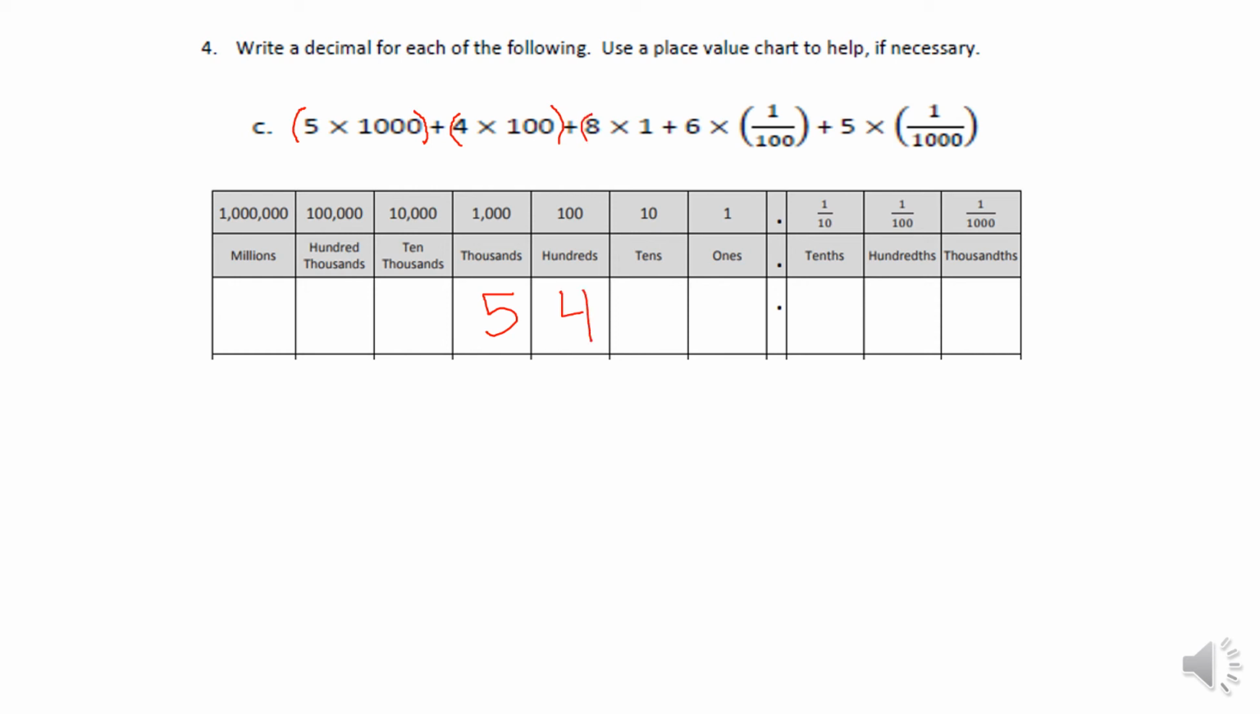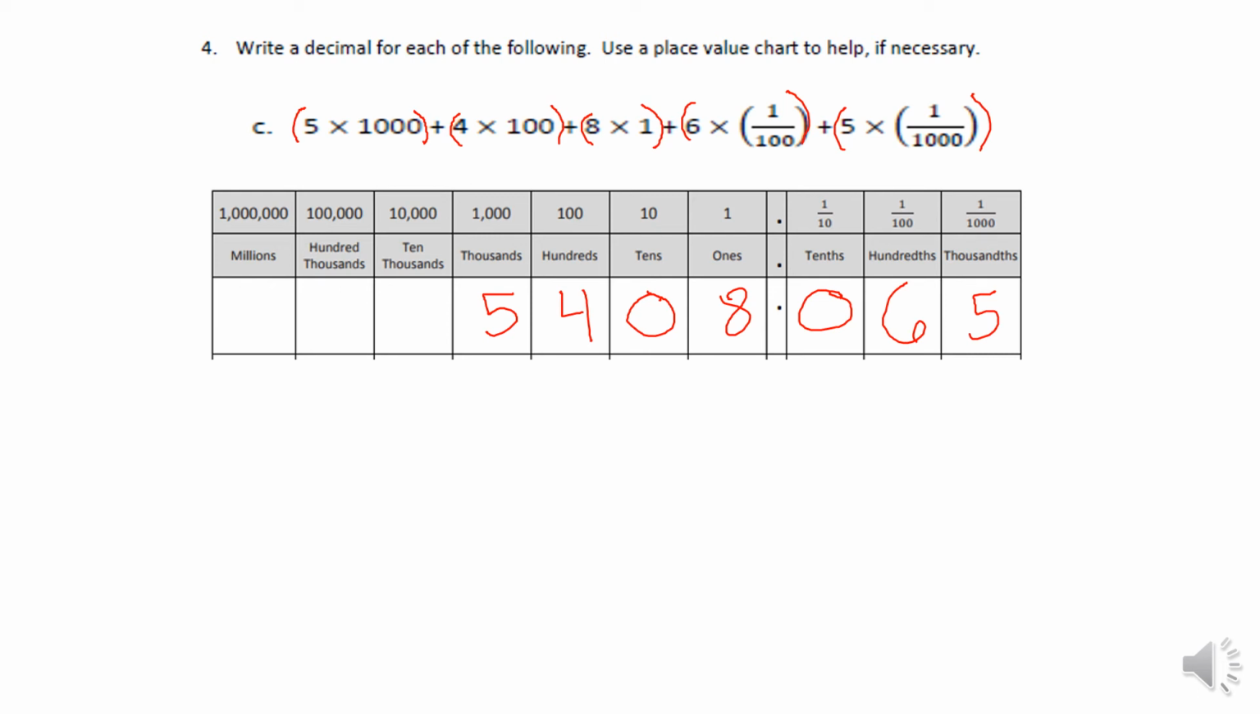I have an 8 in the ones position. Didn't list any tens, so I know there's a 0 there. I have a 6 in the 1/100ths position. So I'm going to the hundredths position, I'm putting a 6 there. Didn't list any tenths, so I'm going to put a 0. And the last one is a 5 in the 1/1000ths position.